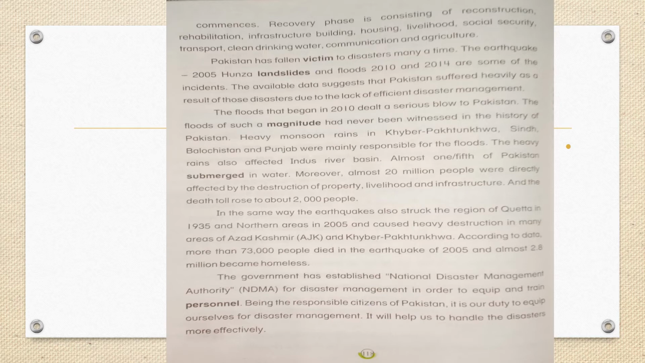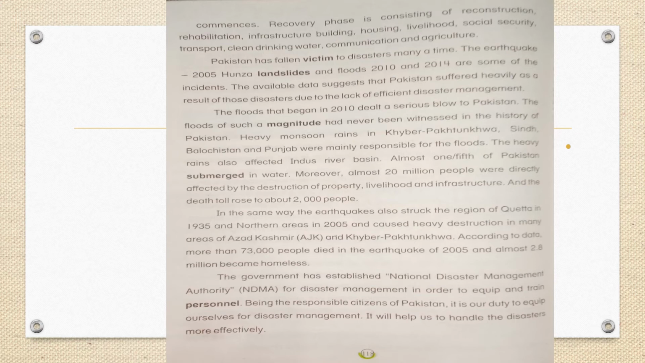The floods that began in 2010 dealt a serious blow to Pakistan. A flood of such a magnitude had never been witnessed in the history of Pakistan. Heavy monsoon rain in Khyber Pakhtunkhwa, Sindh, Balochistan, and Punjab was mainly responsible for the floods. The heavy rain also affected the Indus River basin. Almost one-fifth of Pakistan was submerged in water. Moreover, almost 20 million people were directly affected by the destruction of property, livelihood, and infrastructure, and the death toll rose to about 2,000 people.